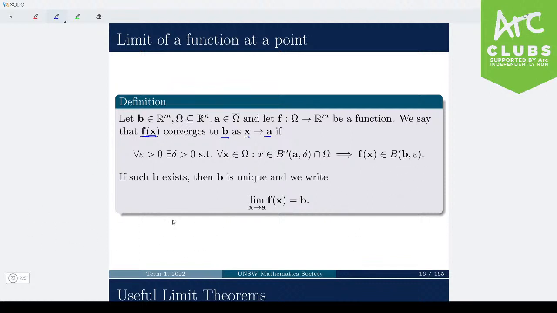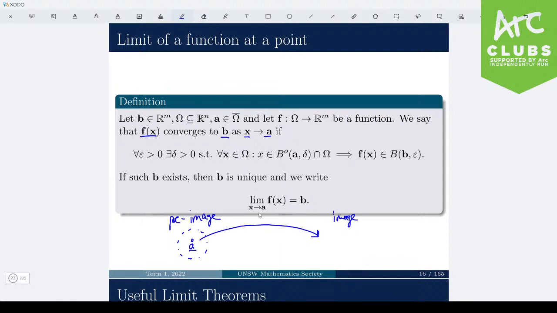So it's basically saying that if we have the pre-image here and our image here, or I guess domain and codomain, if you have a punctured ball around a and you apply the function f and map it across, then it will always lie within our epsilon ball around b. Every point in the pre-image, when applied to f, will map over to a point within the epsilon ball around b. And if such a b exists, then b is unique, and we write that the limit of f(x) as x approaches a equals b.